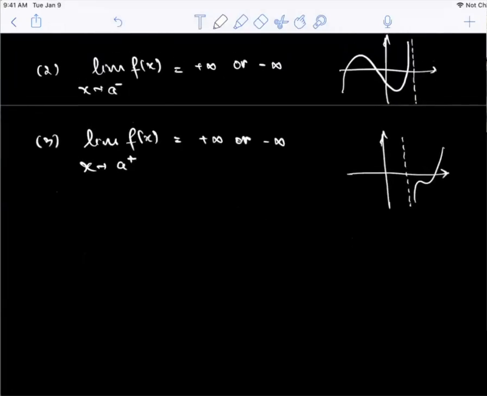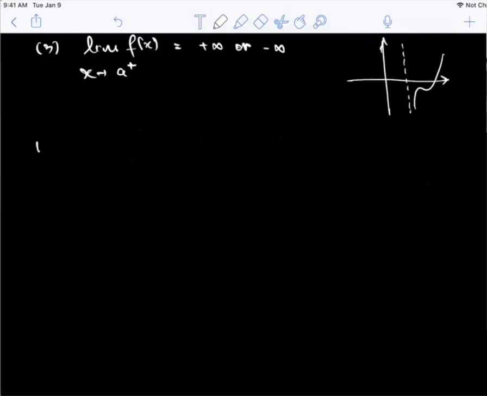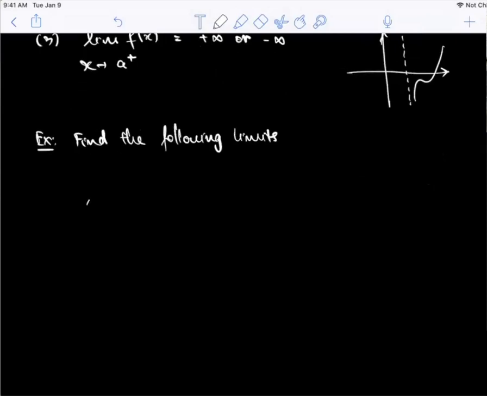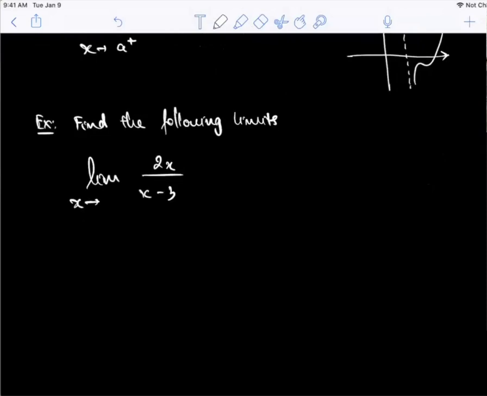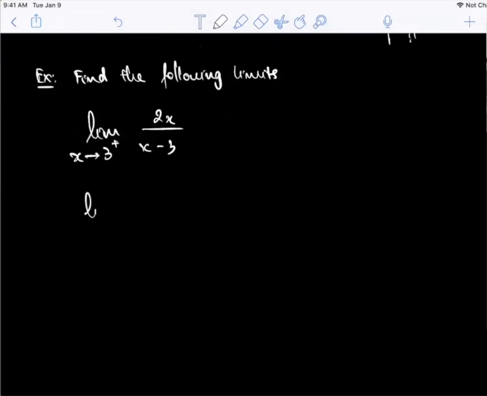So instead of looking at the graph, we want to find the limit using an algebraic method. So for example, find the following limits. I want to find the limit of the function 2x over x minus 3 as x approaches 3 from the right, and the limit of the function 2x over x minus 3 as x approaches 3 from the left. So what is the value of the limit?